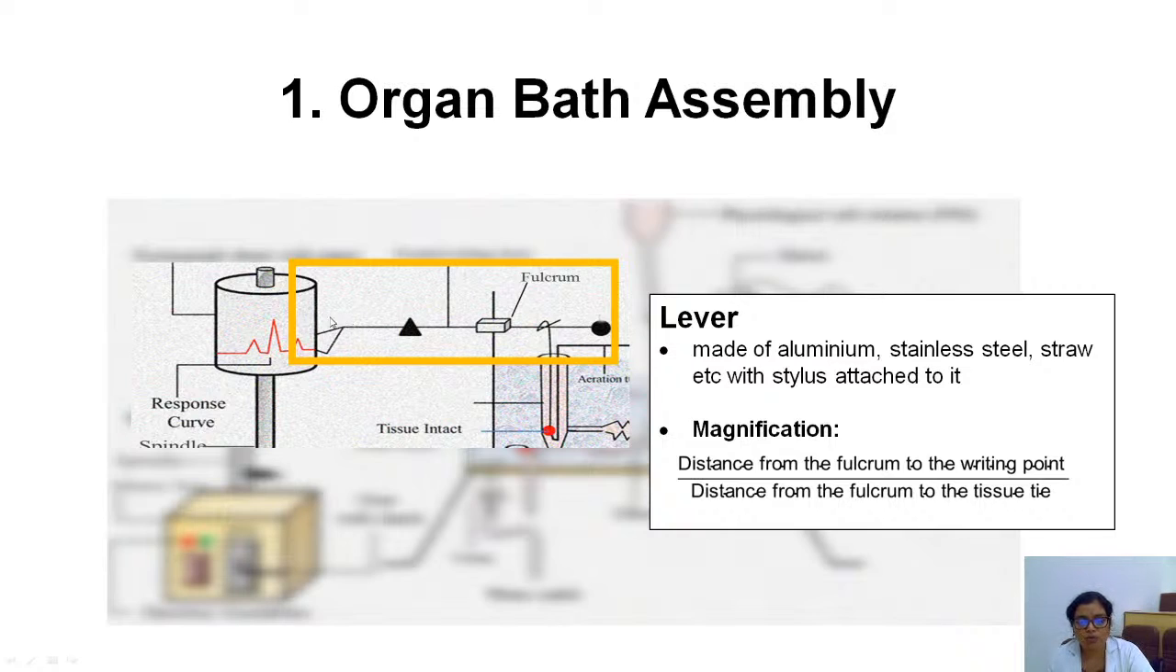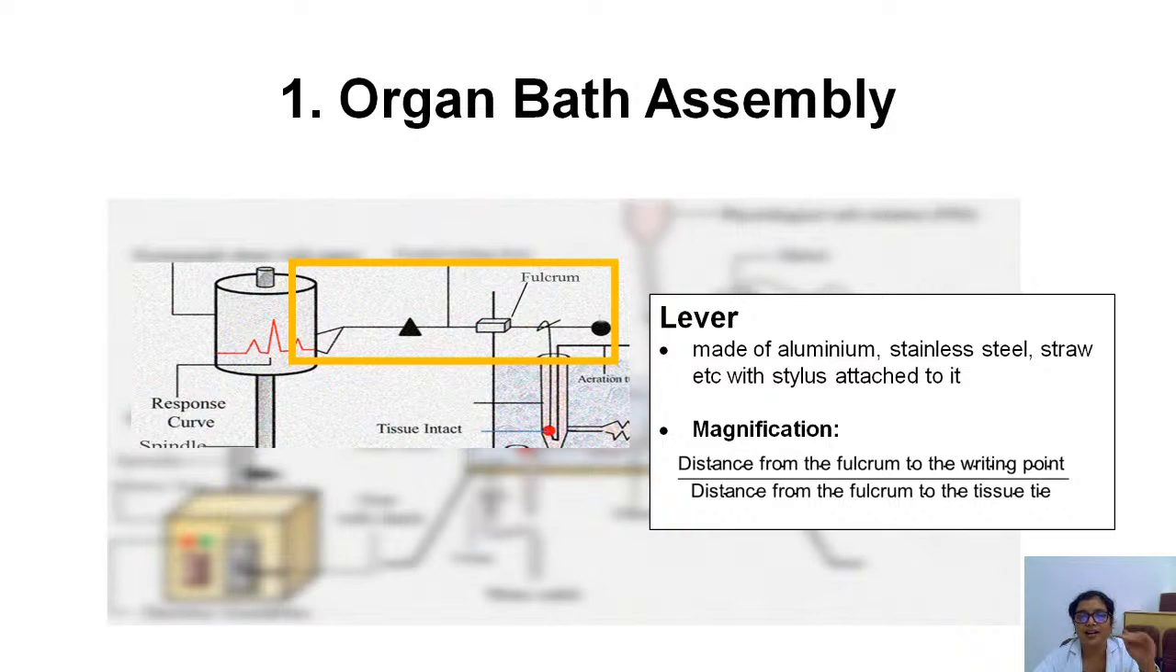So basically when you increase the magnification, the height of your responses goes on increasing. Because your tissue is going to contract only in millimeters, you will not be able to appreciate the difference in different responses. So that's why we need magnification. Even when the tissue is contracting in a very small length, the stylus is going to move in a higher length. So that's why we get a good height of response.